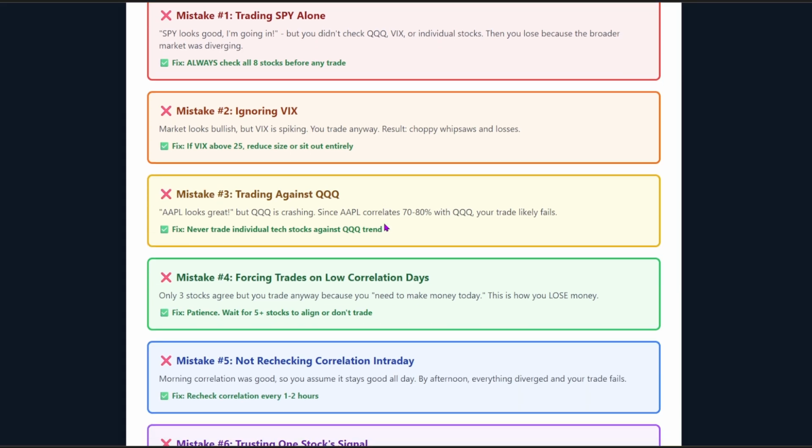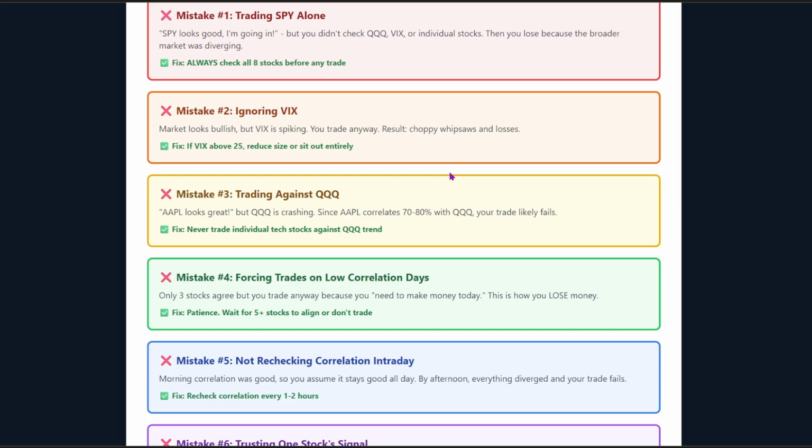Mistake number 3, trading against QQQ. Apple looks great, but QQQ is crashing. Since Apple correlates 70 to 80% with QQQ, your trade likely fails. Fix: never trade individual tech stocks against the QQQ trend, right?